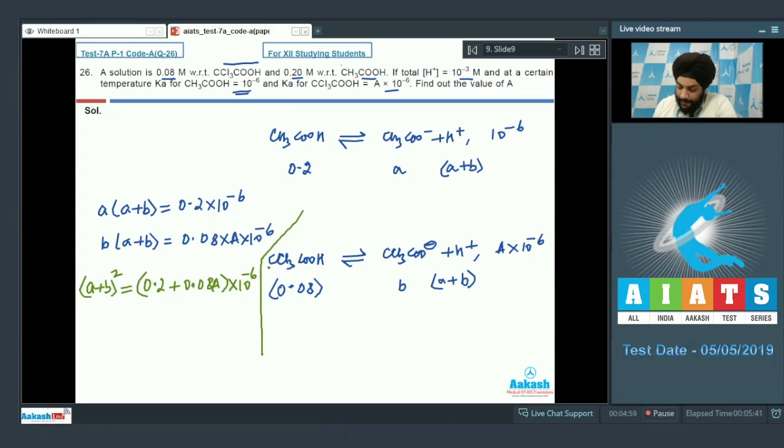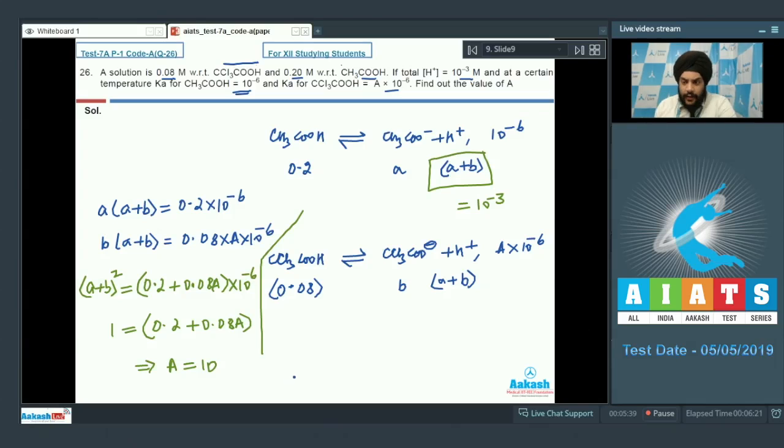Now students, A plus B here represents the H plus ion concentration, which is given to us as equal to 10 to the power minus 3. So if you put the value, you can clearly see that 0.2 plus 0.08A shall be equal to 1, which gives us a value of A equal to 10.